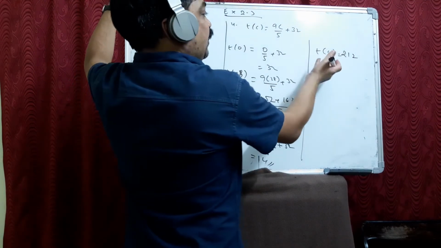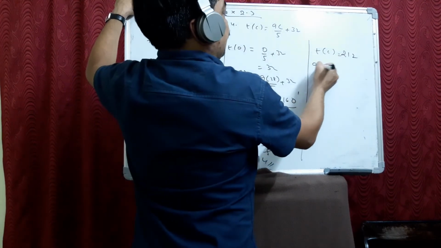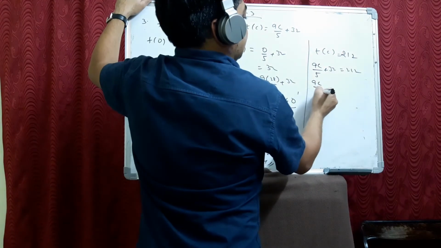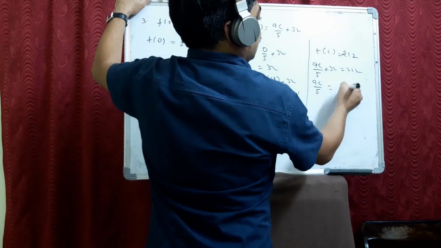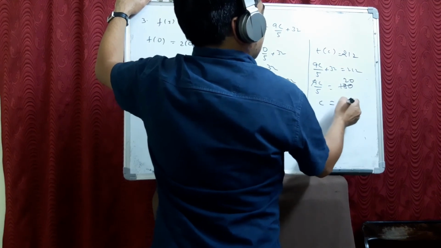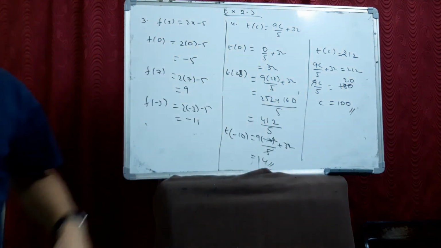Now, what is the value of c if t of c is 212? That means 9c by 5 plus 32 is 212. 9c by 5 is 212 minus 32, which is 180. You can cancel with this 9, 20 times. c is 100. Okay?